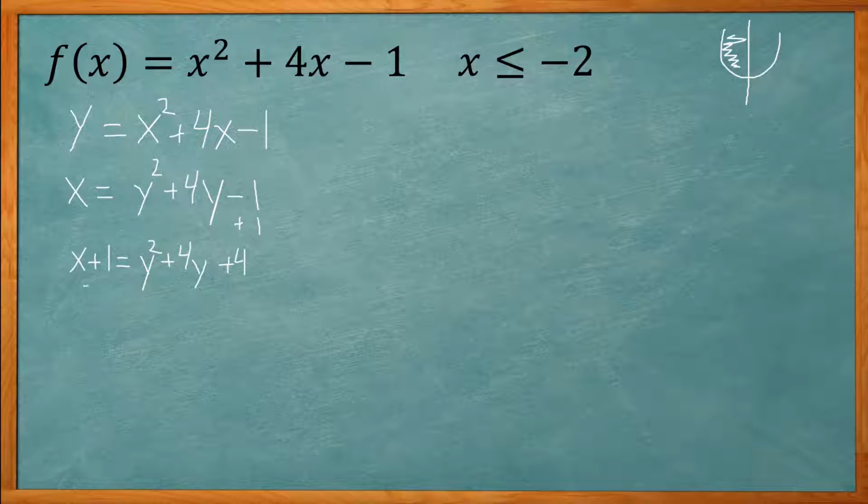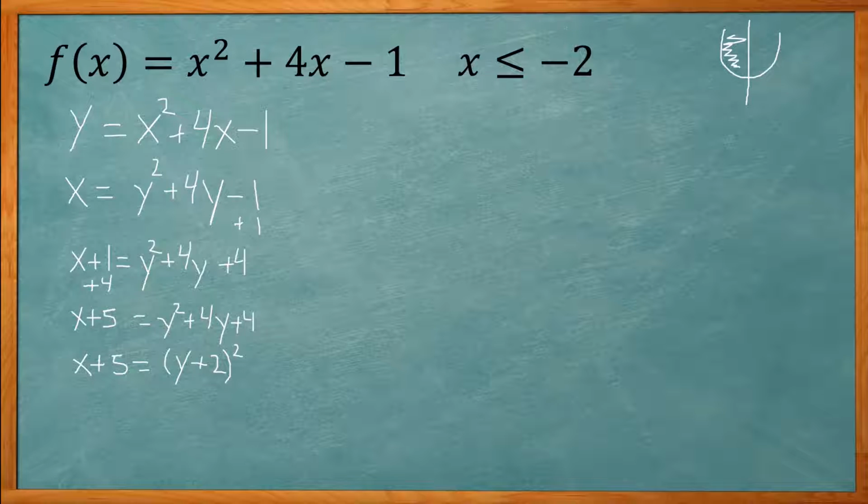I also need to add 4 to the other side to make it balanced. So now I have x plus 5 equals y squared plus 4y plus 4. So then I can write that x plus 5 equals y plus 2 squared. That was the whole point of completing the square.